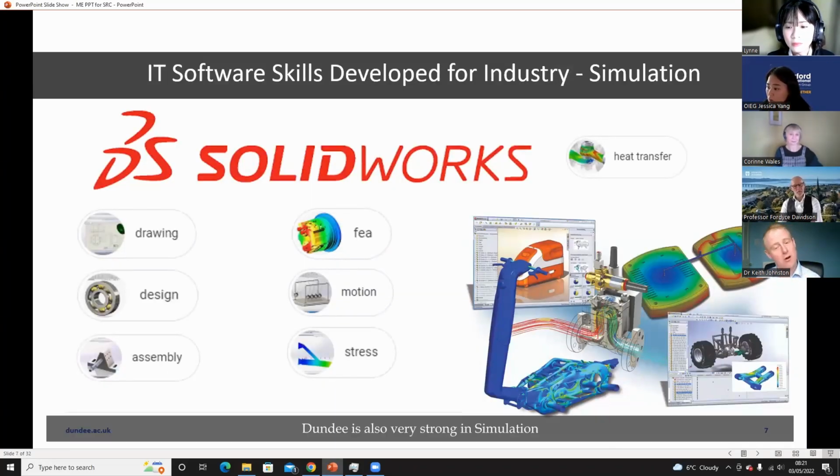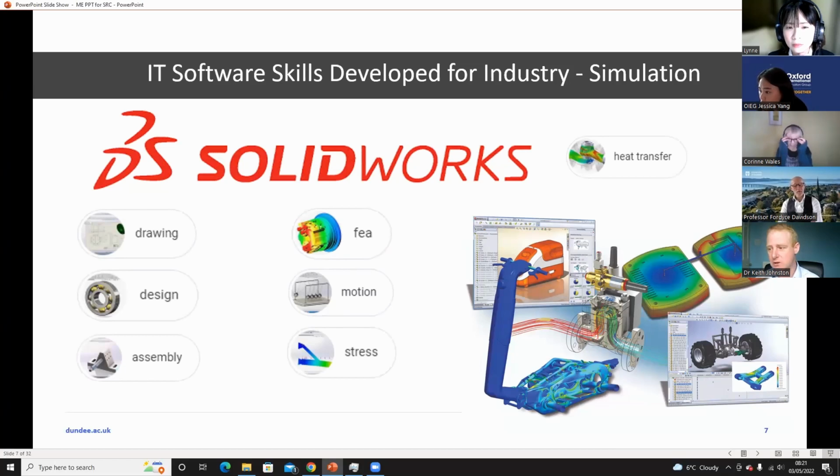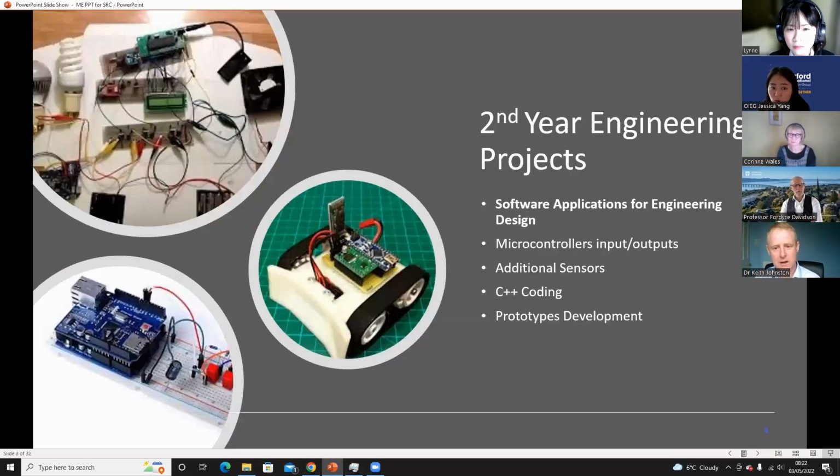We're also very strong in simulation and software and understanding how to use software for industry. So in SolidWorks, you can create designs where you can create a motion study, a stress study, and a finite element study. You can do heat transfer studies, for example, it gives you the kind of idea of things that you will learn as well.